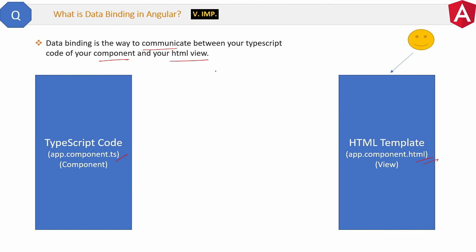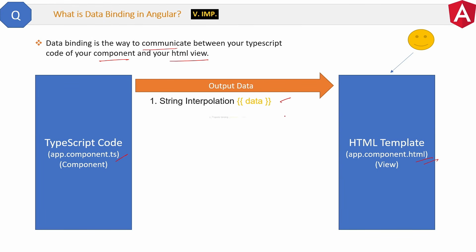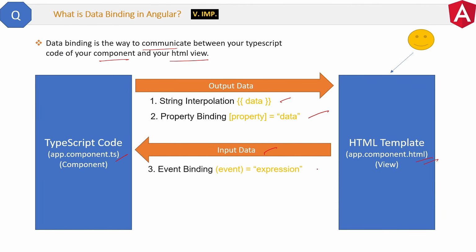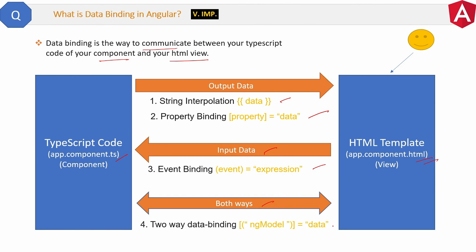Now there can be three ways to pass data. From component to HTML template, which is output data. For this we have two data binding techniques, string interpolation and property binding. We will discuss them in detail in separate questions. Then from view to component, which is input data. For this we have the event binding technique. And sometimes we need data to travel both sides, for which we have the two-way data binding technique. The first three are one-way data binding techniques and the last one is the two-way data binding technique.